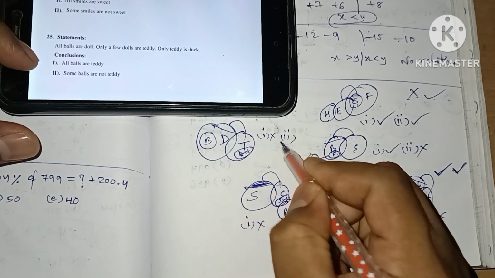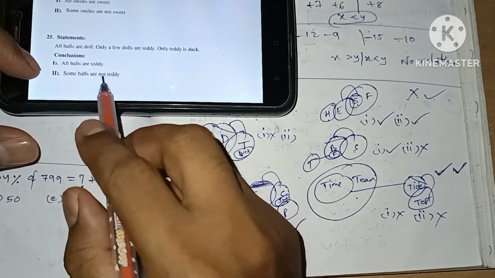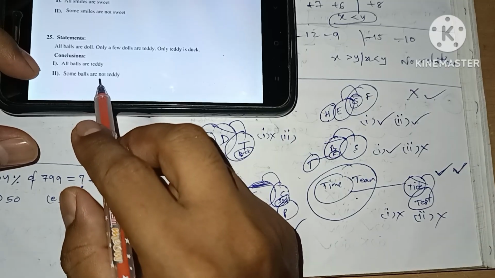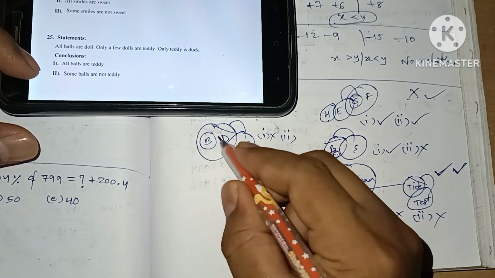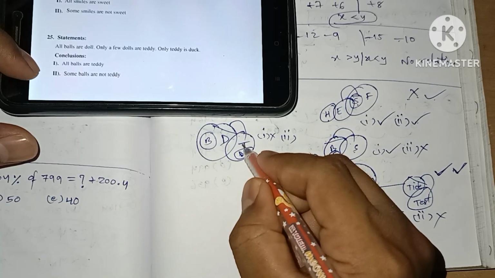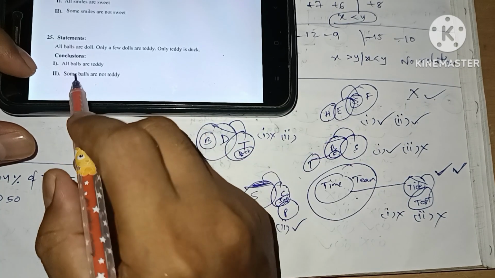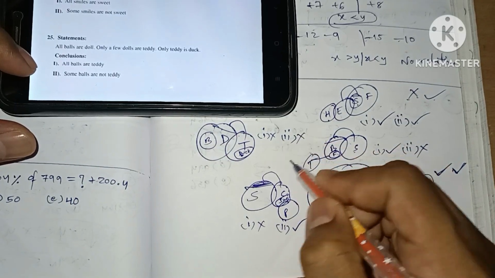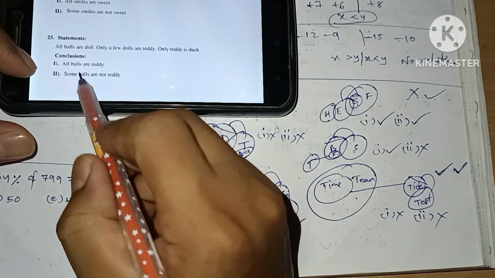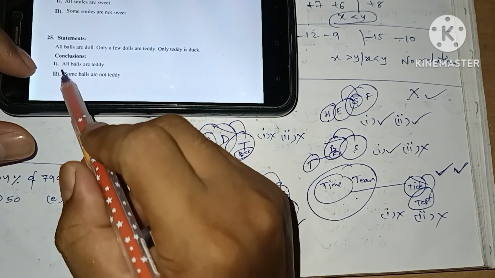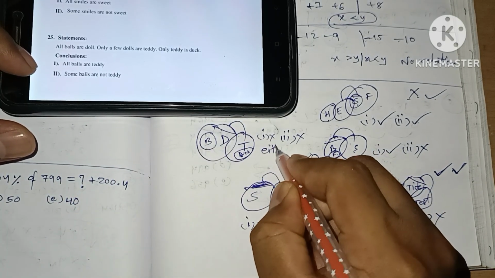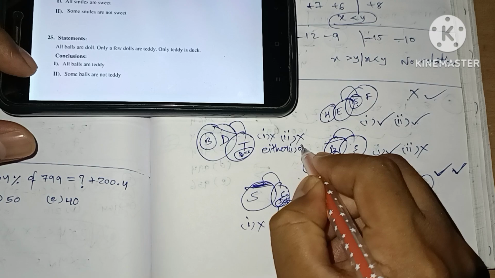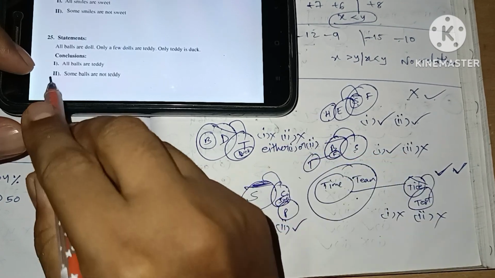Second conclusion, some balls are not teddy. We see not here, so we check whether all balls can be teddy. All balls can be placed inside teddy. That is possible. All case possible means the some-not case will be false. Here we see balls and balls, teddy and teddy, one is a positive statement and the other is a negative statement. So the answer for the fifth question is either 1 or 2.